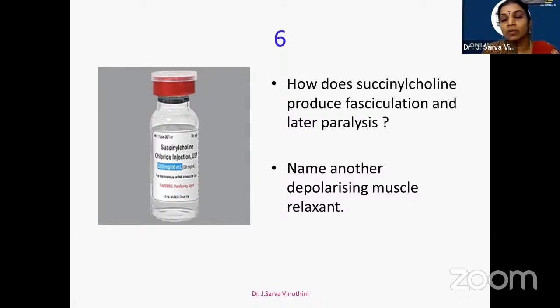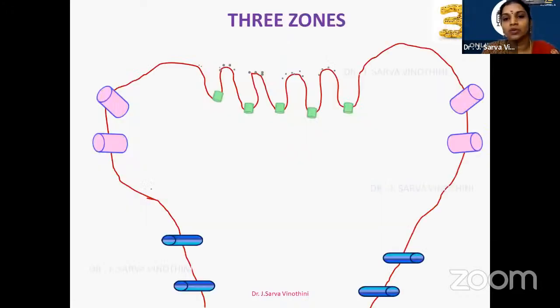How does succinylcholine, being an agonist, produce paralysis? This is a very interesting concept. So I would ask for your attention here for a few more minutes. To know about how succinylcholine produces depolarization but still causes paralysis, we need to know about 3 zones. Number 3 again. So we need to know about 3 main zones in the muscle.